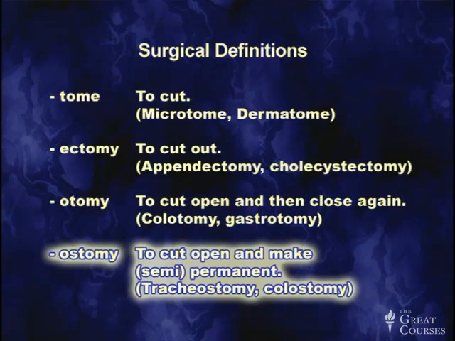Ostomy implies permanence or semi-permanence. Tracheostomy, we open the trachea, insert an airway, let the patient breathe on that for an hour, a day, a year, and then we're going to remove it. Same thing with a colostomy as opposed to colotomy.